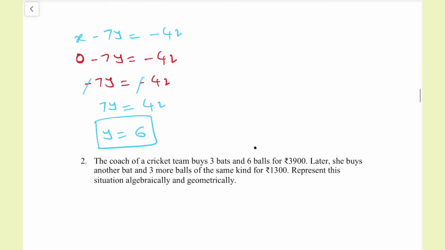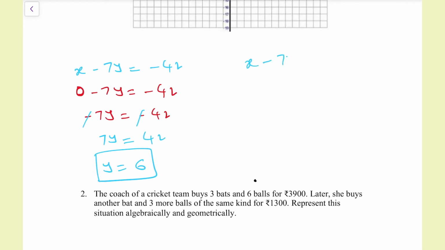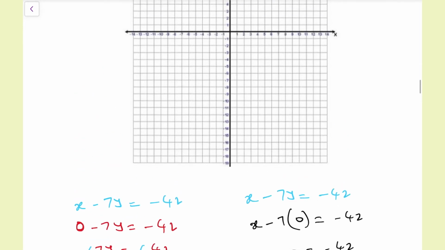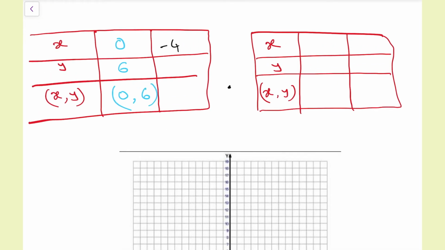Now take the same equation again, x minus 7y equals minus 42. Now in the place of y we need to keep 0. x as it is, minus 7 into 0, equals minus 42. Minus 0 into anything is 0, equals minus 42. 0 is not necessary, so we can remove it. The x value we got is minus 42. So write that there: x value we got as minus 42 and y value we substituted 0. So our second point is minus 42 comma 0. So this is the first equation completed. Now coming to the second equation, let us solve the second equation also now.